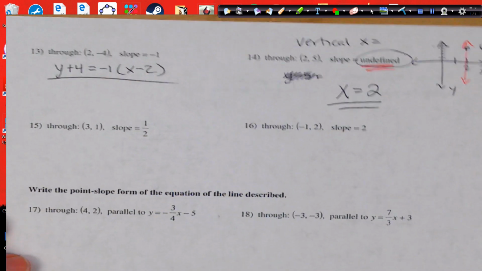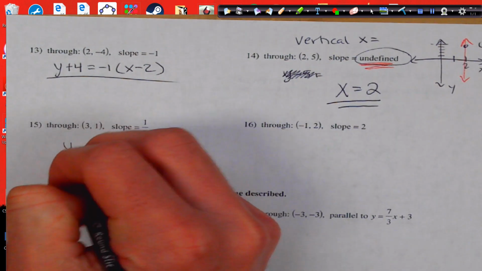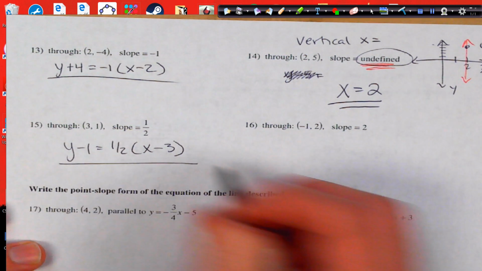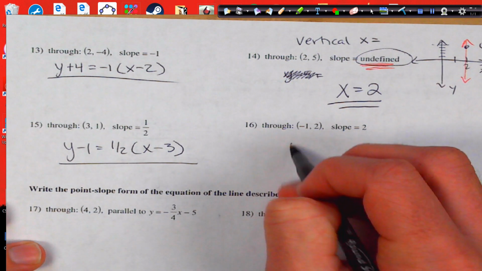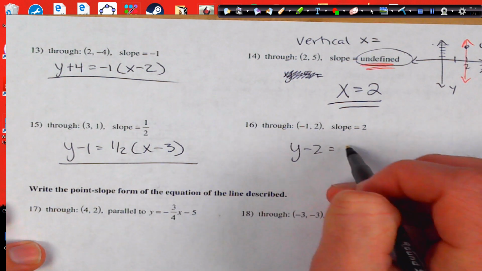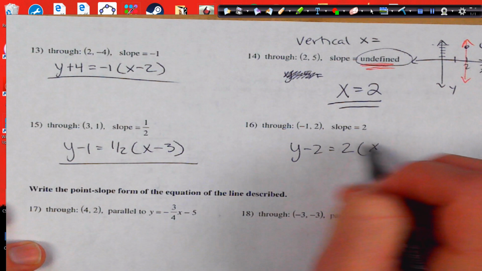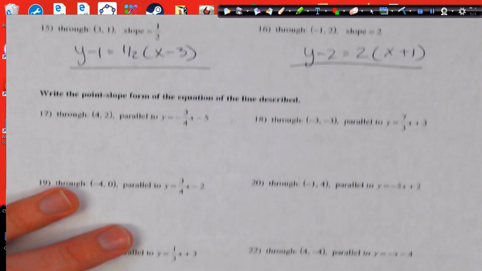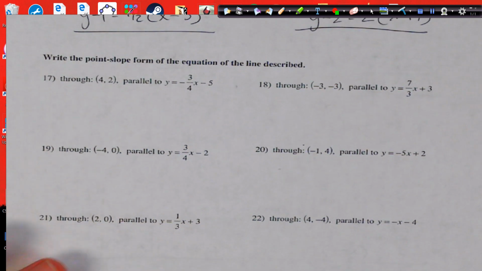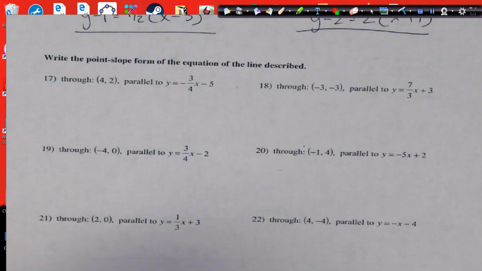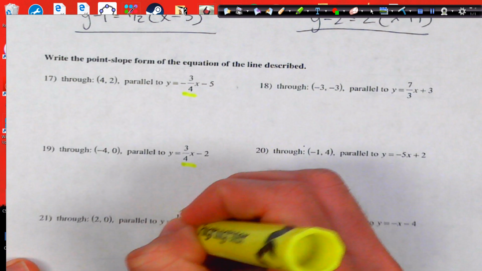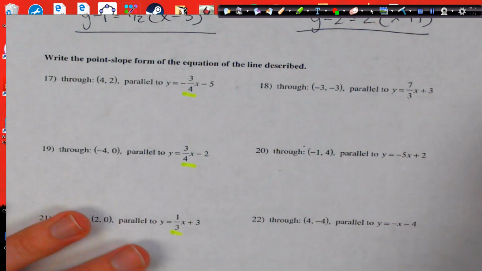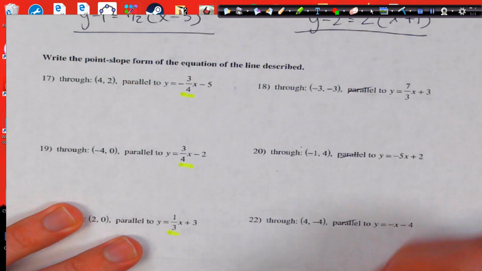Okay. Number 15, back to the easy stuff. And number 16, again, just inputting this into the formula. Be careful with those negatives. For example, here's a negative 1, so it's going to become positive 1 in our equation. All right, so down here, parallel means the same slope, so I just get to pull the slope out. These are all in y equals mx plus b form, so it's pretty easy to find the slope. Over here, I asked you to do all perpendicular.